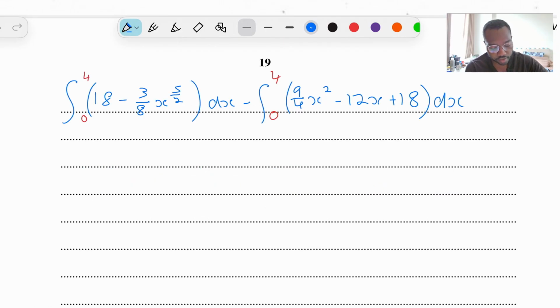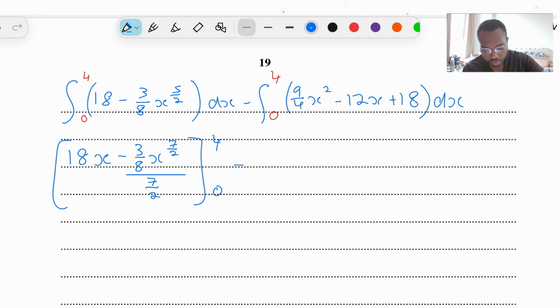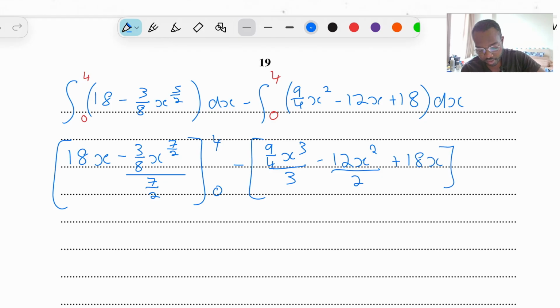So if we integrate this, we would get 18x. Then we get minus 3 over 8 x to the 7 over 2, and then we would divide by that 7 over 2, and that would have the limits of 4, 0. And then on this side, if we do this one, we would get 9 over 4 x to the 3 over 3, minus 12x squared over 2, and then plus 18x. And that is between the limits of 4 and 0.